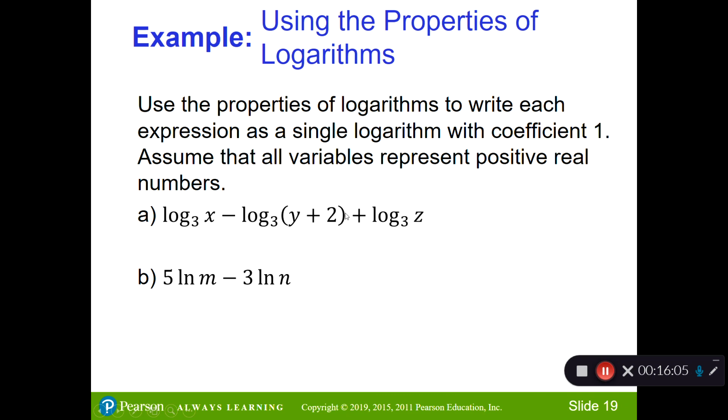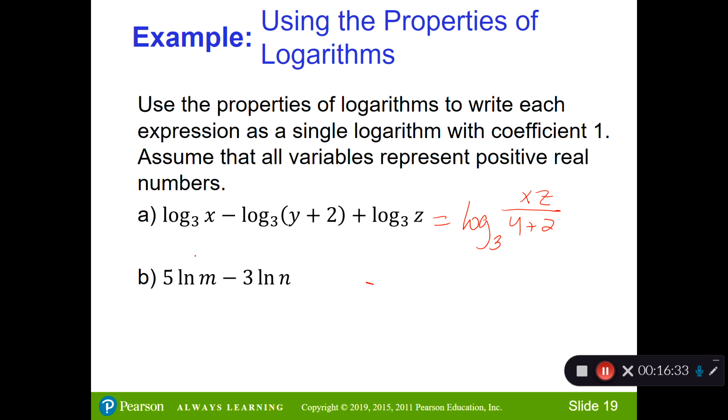Now, we can go the other direction and build up into a single logarithm. Log base 3 of x minus, so that's going to be a division. So I would have log base 3 of x divided by y plus 2. Then plus, that's a multiplication. So multiplication goes in the top. So I'll have log base 3 of xz over y plus 2.